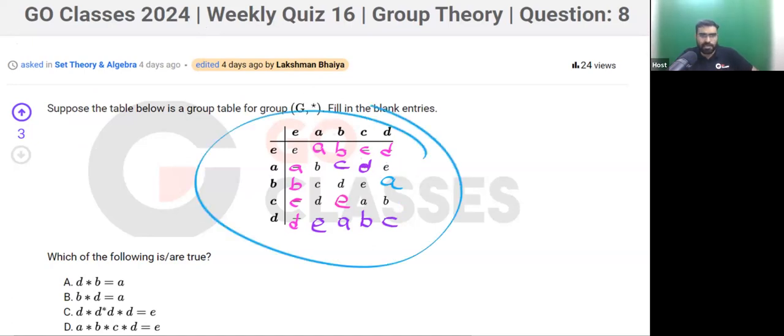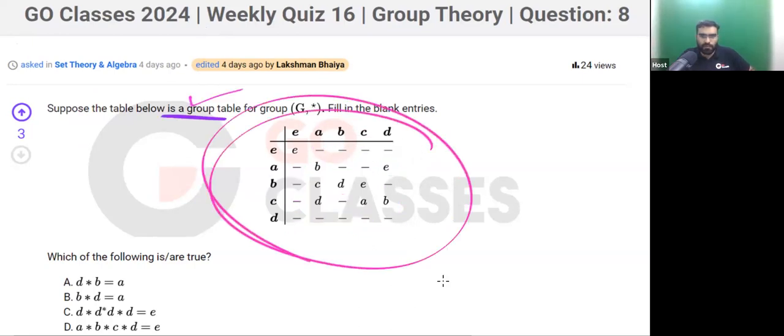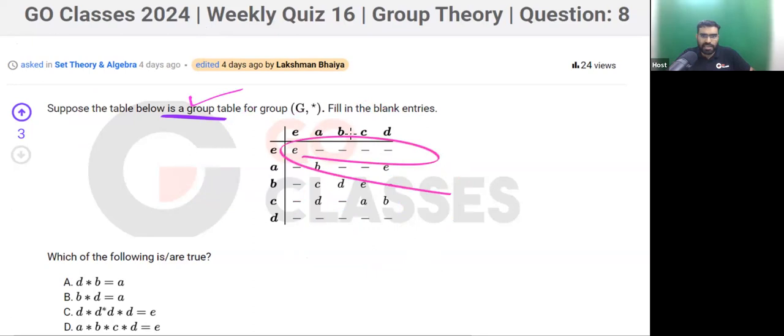The partial Cayley table is given to you. You have to fill it. This is actually very interesting. This type of question has not come in the GATE exam. Let me tell you, remember, this type of question where you have to fill the Cayley table has not come in the GATE exam so far.